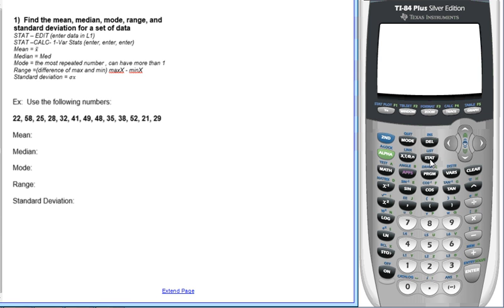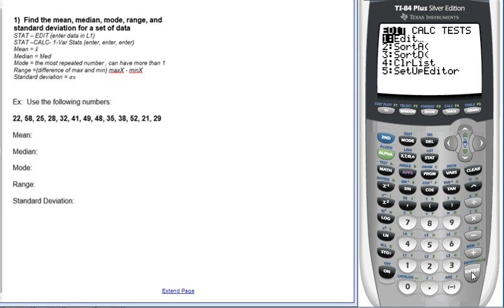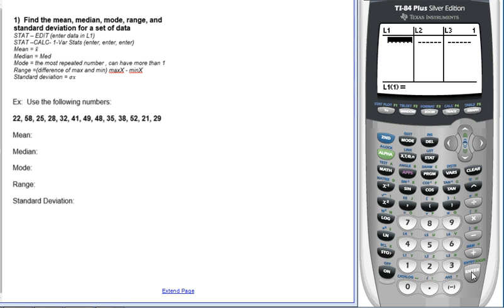Every time you have a set of data, you're going to want to hit stat, and then you need to enter in the data. You want to edit, so just stat, edit. I'm going to put all my data in, and after every point you hit enter.